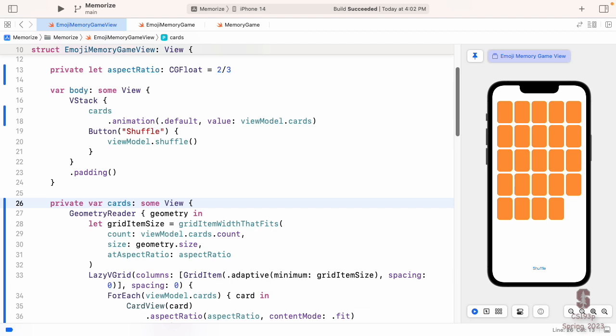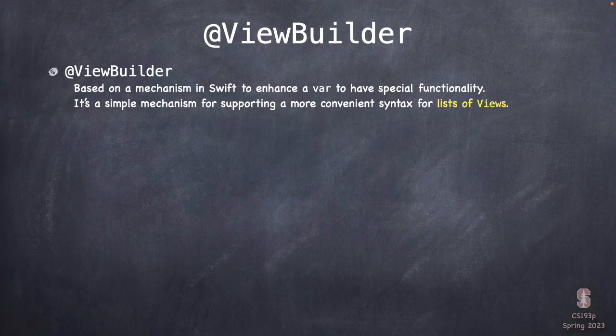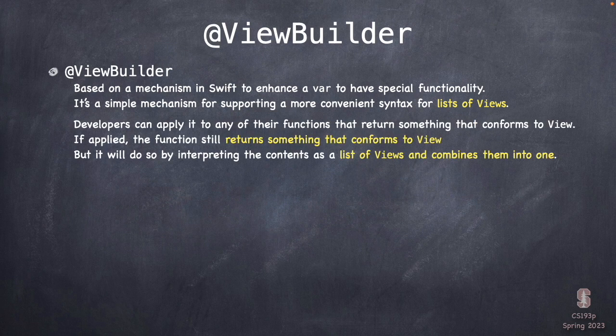All right, so we learned a little bit about ViewBuilder there, that we can take a function or a computed var, either one, and put @ViewBuilder in front of it, and then the stuff in there will now be interpreted as a ViewBuilder. So let's go back to the slides now and talk a little bit more about ViewBuilder. We already know what a ViewBuilder is. It's just this way to have a list of views with conditionals and little lets. That's what a ViewBuilder is. It takes a function that returns a view and it interprets it in that way.